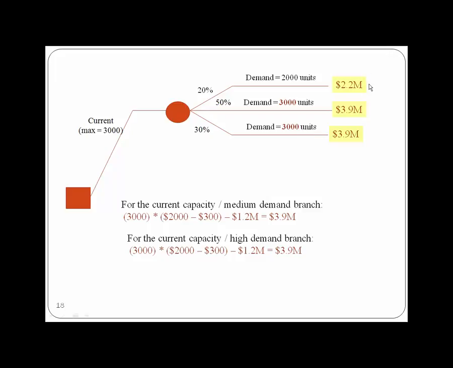So where does the expected value come into play? Well, we have three possible outcomes for the current capacity option with different percentages associated with them. We simply take a weighted average of those different branches and we get the expected value for the current capacity level. 20% times 2.2 million plus 80% times 3.9 million, or 3.56 million. That's the expected value of going with the current capacity option.